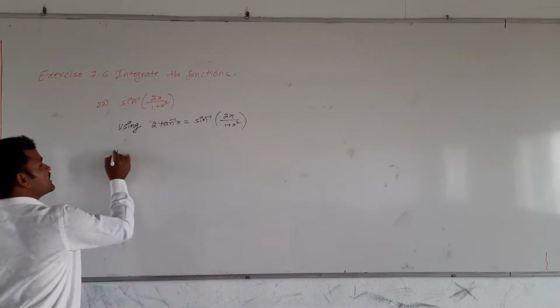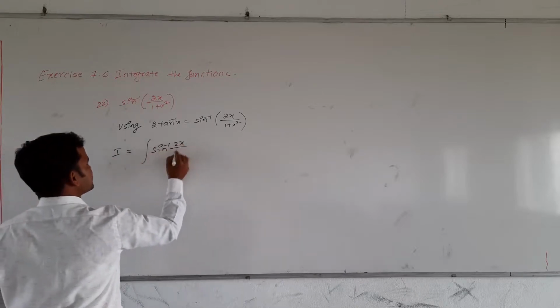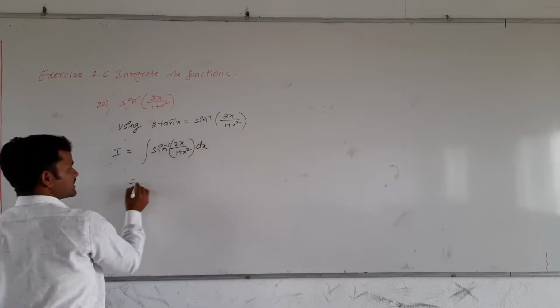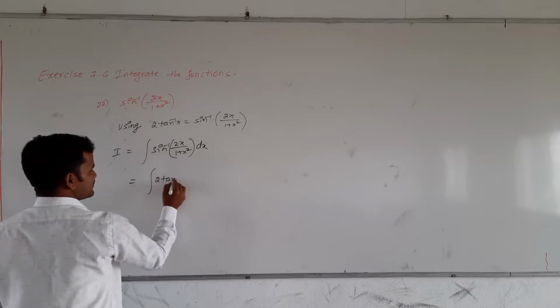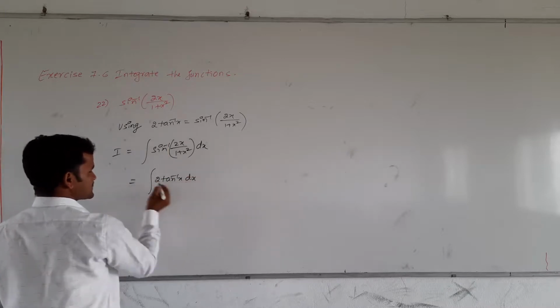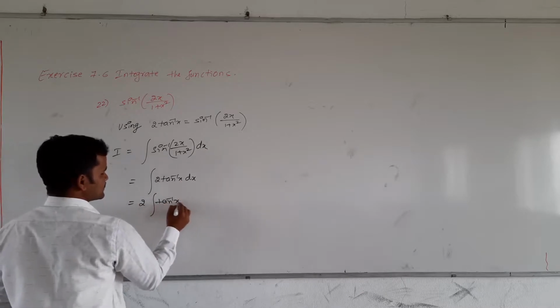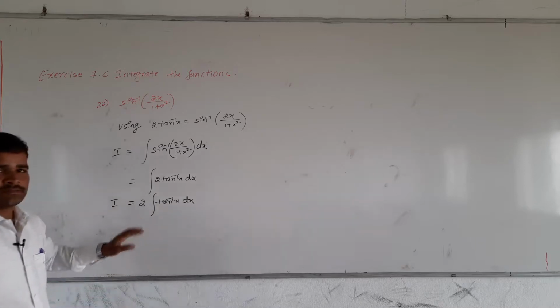Using this formula, I is equal to integral of sin inverse of 2x by 1 plus x square into dx can be written as integral of 2 times tan inverse of x into dx. This 2 you write outside, into tan inverse of x into dx. So next I hope you will proceed.